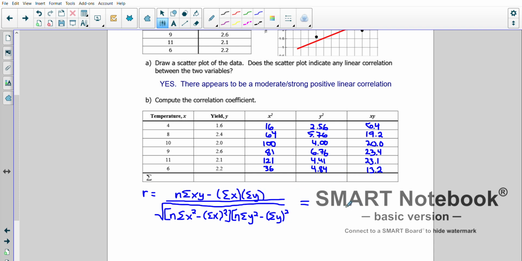So n is 6. And then I need the sum of all the x times the y. So I have all the x times the y's. I need the sums. So I could have wrote the word sum here if I wanted. So the sum of x would be 48. The sum of y is 12.9.